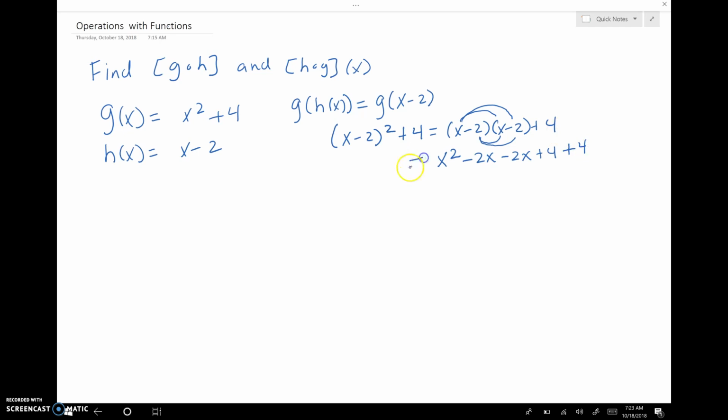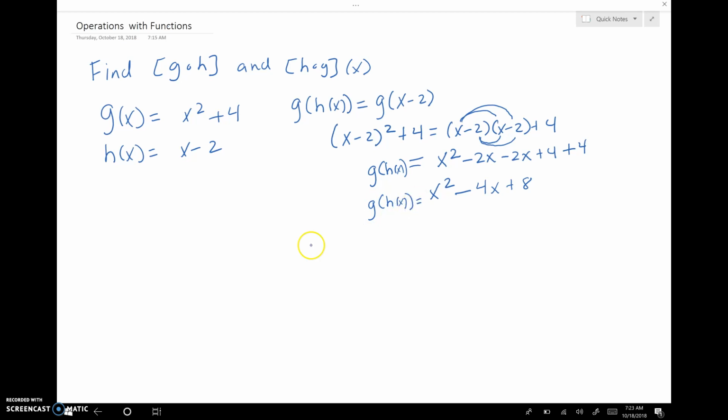What you have to do next is combine like terms. So you have x squared, and then we have negative 2x minus 2x, which gives us negative 4x, and then we have 4 plus 4, which is plus 8. So that satisfies g of h of x.